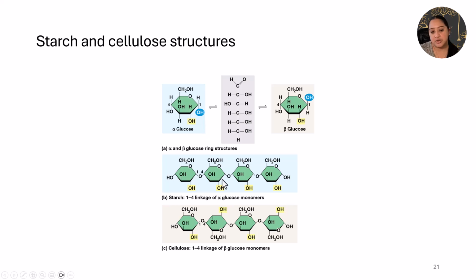So panel B and C is showing starch versus cellulose. Their structures are overall very similar. But look how those OH groups are all on the same side for starch, and in cellulose, they're on opposite sides for each glucose. So again, even if the chemical name and overall structure is very similar, the slightest difference in positioning makes it a totally different molecule. So starch versus cellulose.